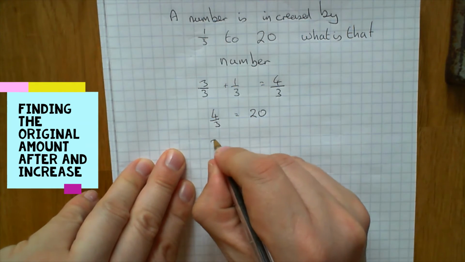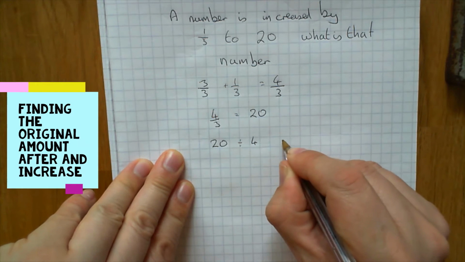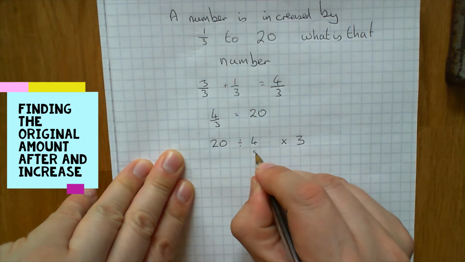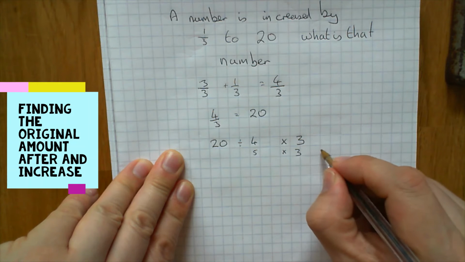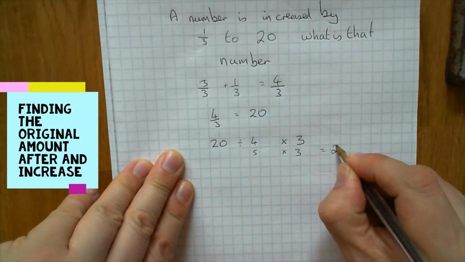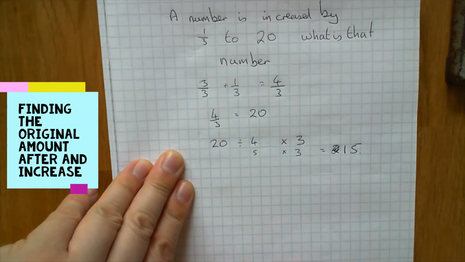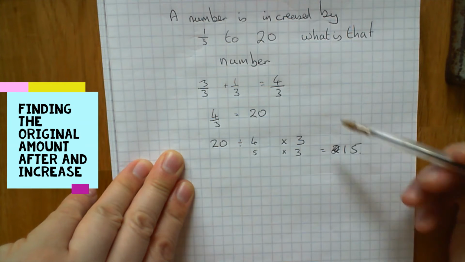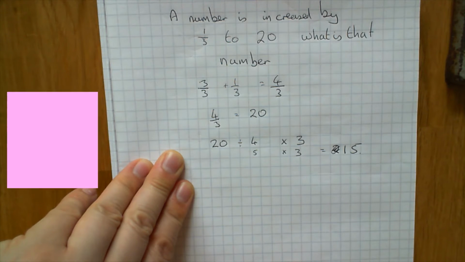So I follow my steps. I do 20 divided by 4 and then times by 3. So 20 divided by 4 is 5, times that by 3, and we get our answer of 15. Okay, and then if we reverse it and think about it, 15 divided by 3 is 5. I add that on and I get my 20. Okay, so that's how we would do a question like that.